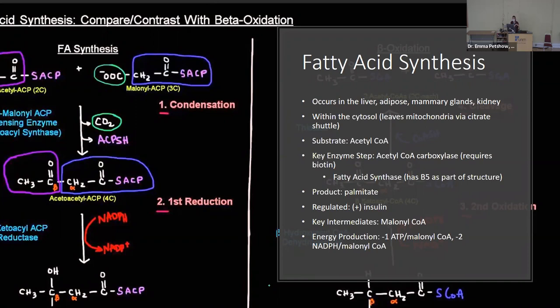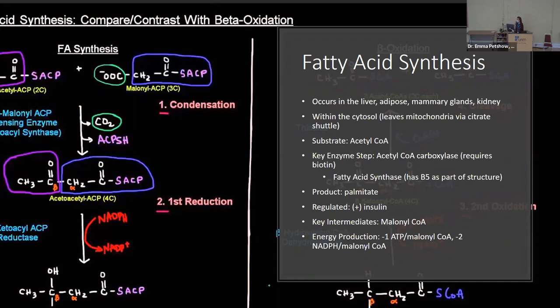Our key enzyme step is acetyl-CoA carboxylase, which needs biotin, so another biotin-needing enzyme. And fatty acid synthase, which has B5 as a part of its structure. So again, more B vitamins. When in doubt, probably guess a B vitamin as a cofactor and you're going to be close. But they often will make you know the specific B vitamin, so I try to commit those to memory.